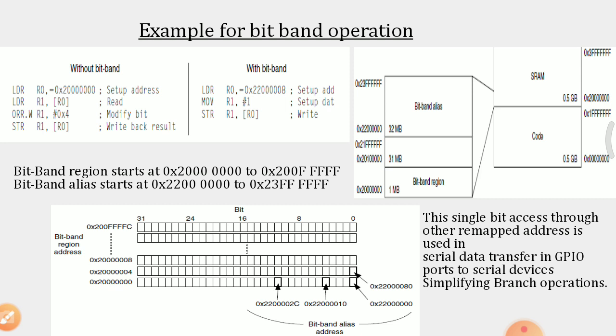And bitband alias starts from 0x22000000 to 0x23FFFFFF. So now we will go for the example. Here with bitband operation, we have written some 3 lines here.